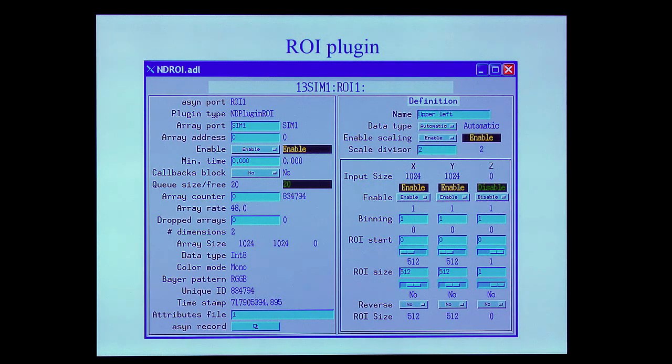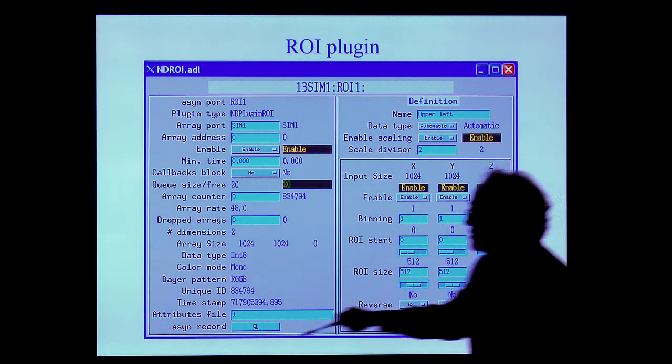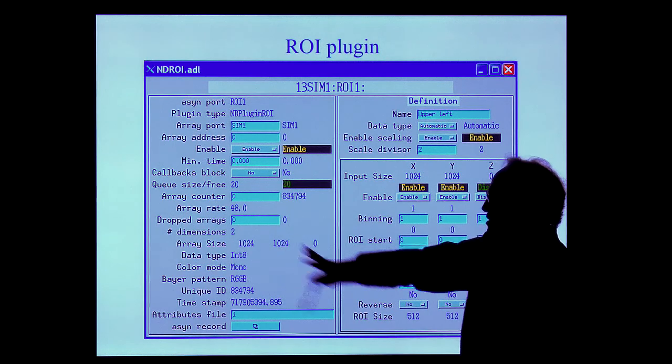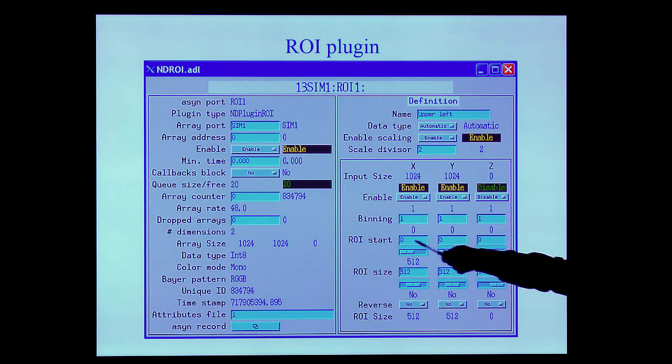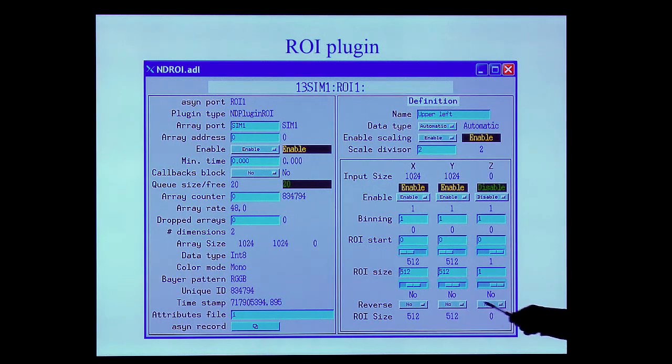So this is a region of interest plugin. I got to go quickly here. So this is the standard stuff you've already seen. On the left-hand side of each of these displays is the standard stuff for every plugin. So this is the stuff that's unique to this plugin. So you can tell it, for each dimension, X, Y. The region of interest plugin will work in n dimensions, but I've only set up the screen to work in 3 dimensions. So you can set for each dimension a binning, where the region of interest starts, the region of interest size. Do you reverse the pixels in those dimensions?